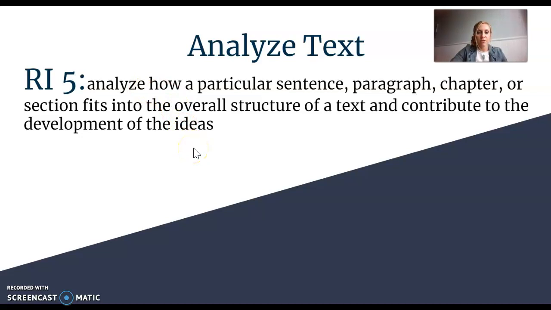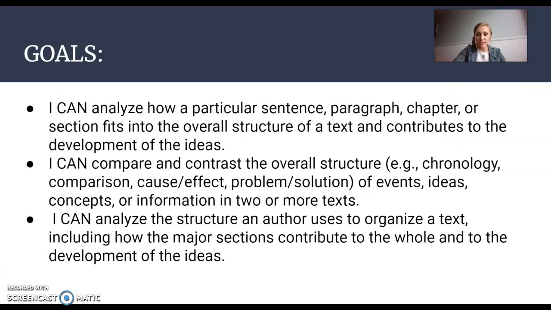All right. So we're going to look specifically at a sentence, paragraph, chapter, or section. So maybe how a sentence fits into an article, or how a chapter fits into the overall novel, or how a paragraph fits into a passage that we're reading, or something like that. Okay, these are our goals. Again, don't worry about writing this down yet. We want to be able to analyze how it fits in. That was basically what was stated on the first slide. You can refer to that.